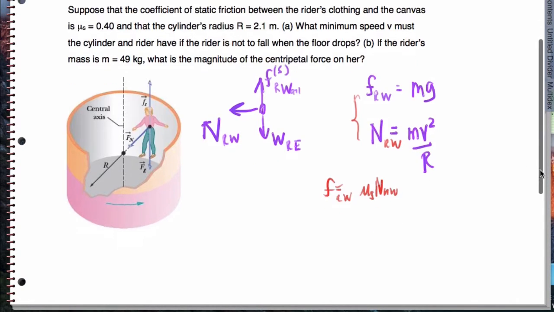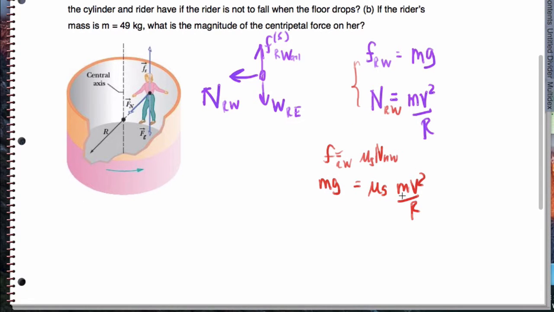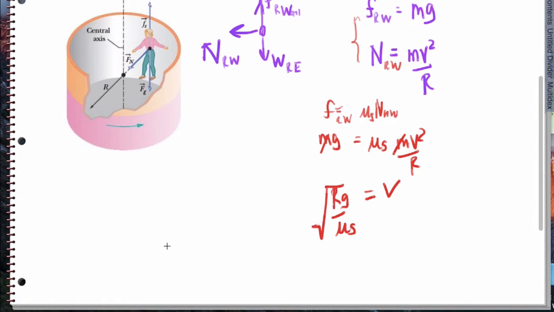So just to be clear, we want to know the minimum speed of the rider. So let's just throw a couple things in here. I know that this is mg. I know that this is mu static times mv squared over r. And I want to isolate v. So the m cancels. So I'm going to have the square root of rg over mu s gives me v. And I'll let you plug in the numbers and solve that.